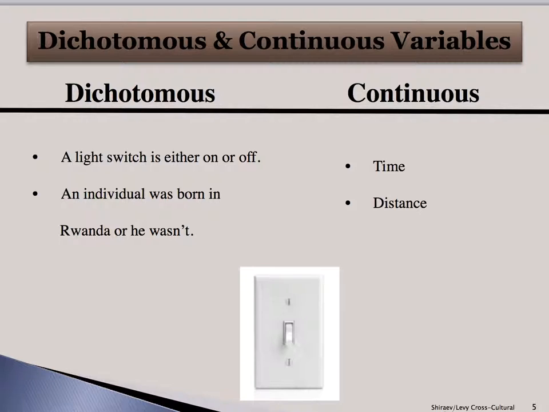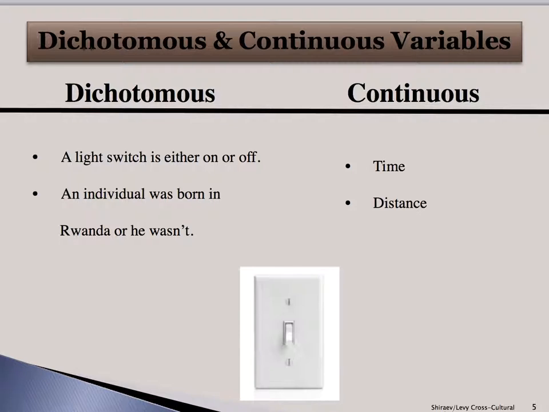Dichotomous and continuous variables. So some phenomena can be divided or bifurcated into two mutually exclusive or contradictory categories. These types of phenomena are called dichotomous variables, and some examples might be a light switch is either on or off. An individual was either born in Rwanda or he wasn't.